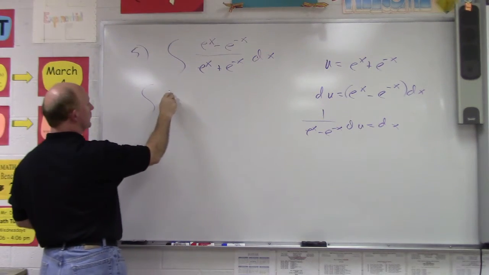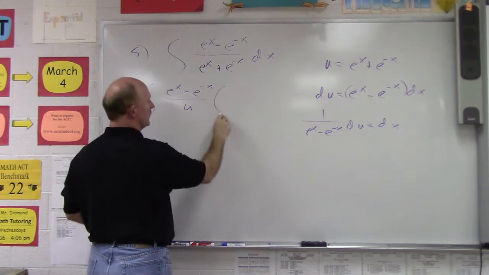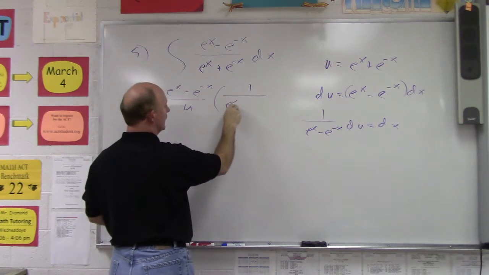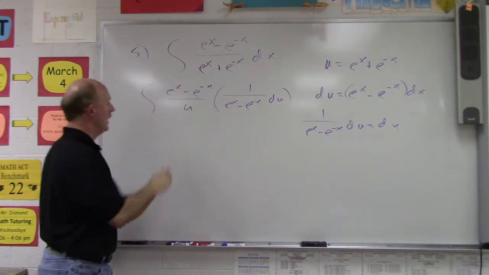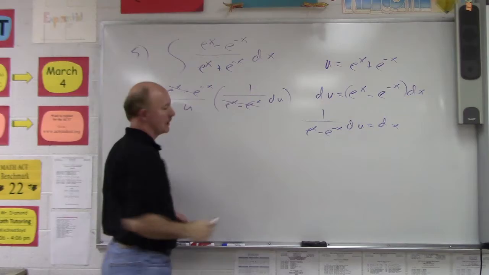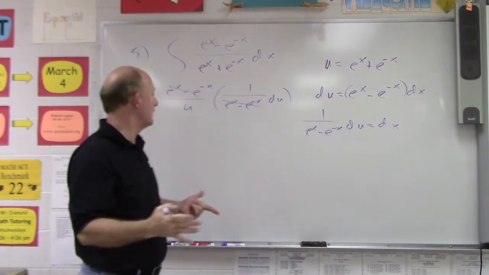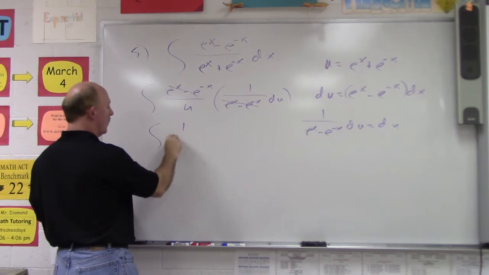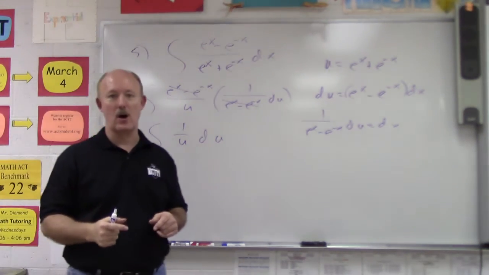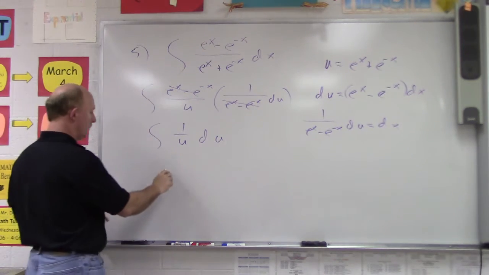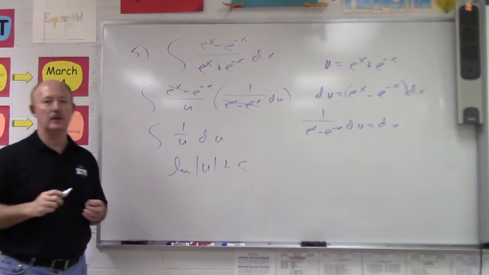Now let's make our substitution. Our integral is e to the x minus e to the negative x over u times 1 over e to the x minus e to the negative x du. You can see the top of the fraction cancels out completely with the bottom, so there are no x's left. What we have is 1 over u du. That's a natural log, so this will be natural log absolute value u plus our constant of integration.